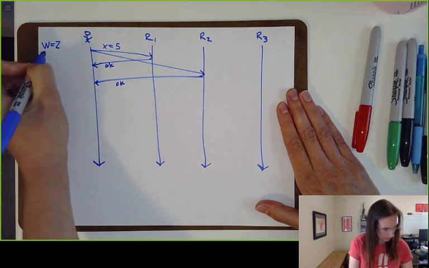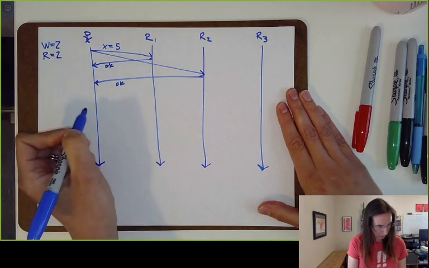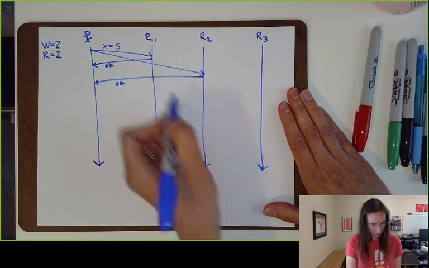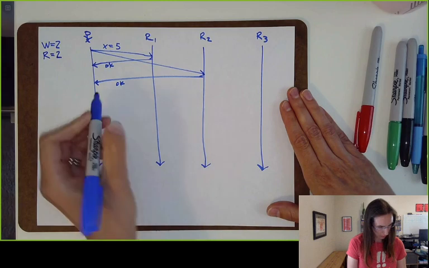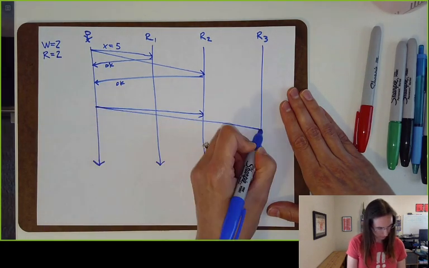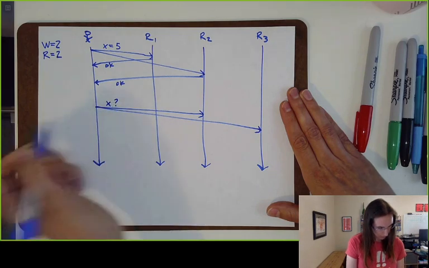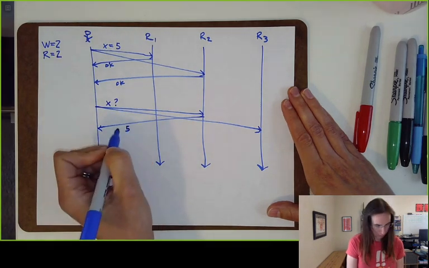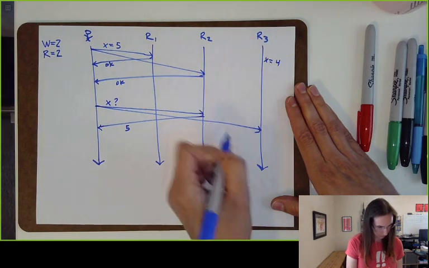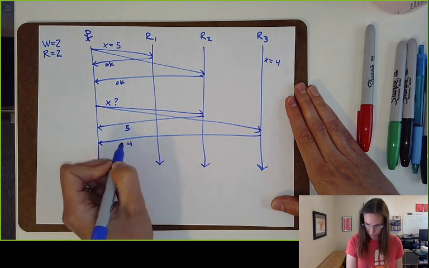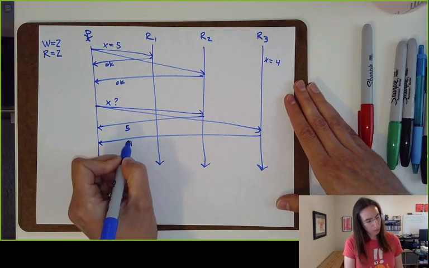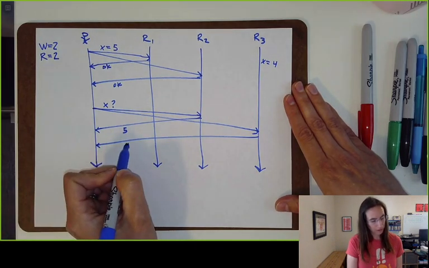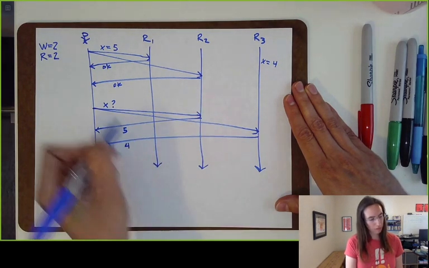And now I want to do a read. Well, I have to read from 2. Well, maybe I'm lucky and I read from the same ones that I just wrote to, but maybe I'm not lucky. So maybe I'm going to read over here. So this is one of the ones that I wrote to before. So this one knows that x is 5, but maybe this one thought something else. So when we get back answers, we're not necessarily going to get back from every one of our reads the same thing that we previously wrote.